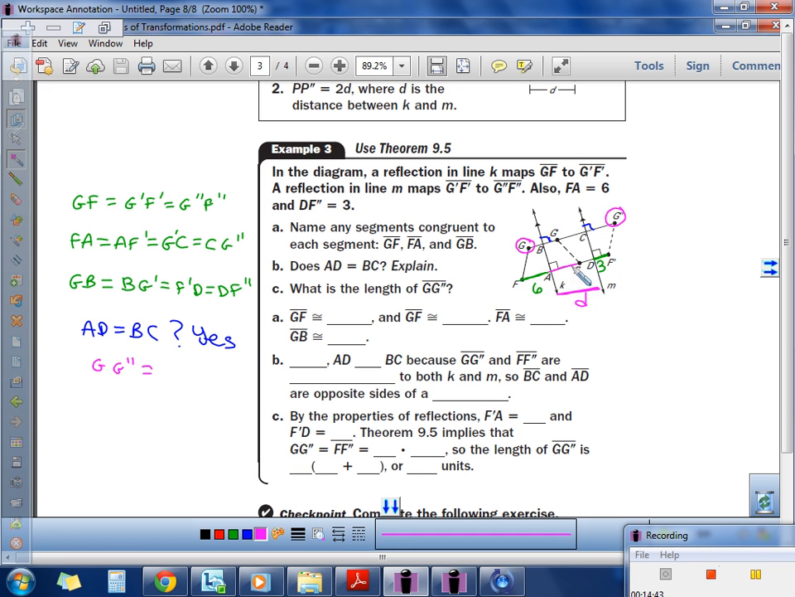So the question is, how long is that distance? Well, if this is 6, this one is 6, and if this one's 3, this one's 3, and 6 plus 3 is 9. That distance D is 9. So that means the distance from G to G double prime will be 2 times D. 2 times 9 is 18 units.